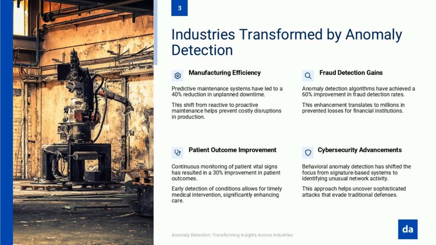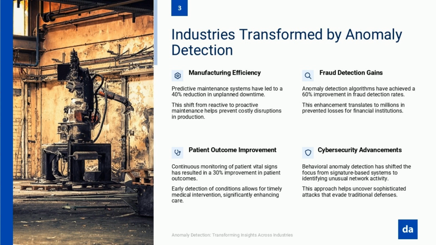Factory floors once relied on scheduled maintenance and reactive repairs, but today's smart facilities deploy sensors throughout production lines that continuously monitor equipment health. These systems track subtle changes in machine vibration patterns, temperature fluctuations, and operational parameters that humans simply cannot perceive. The impact? A remarkable 40% reduction in unplanned downtime across facilities that implement these predictive maintenance systems.